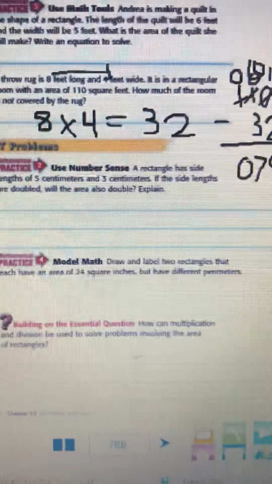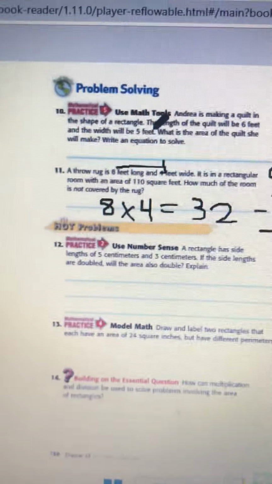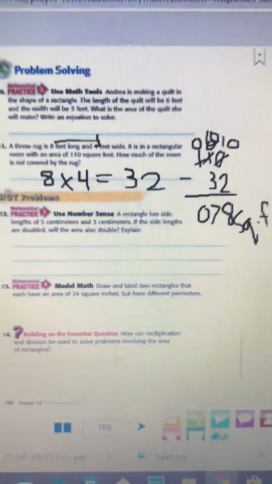I hope you understand the lesson. Please do the rest, 10, 12, and the independent practice also.